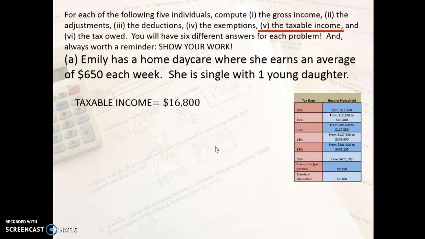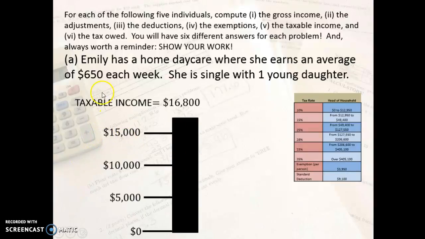Taxable income. Okay, we got that from the last slide, $16,800. Now we're going to do the taxes owed. Lot of moving parts here. Let's try and break it down. So we know that Emily's taxable income is $16,800. So I'm going to make, there we go, a little graph of her taxable income. And you can see her graph goes a little past 15,000 because it's 16,800. That black bar represents the taxable income of Emily.